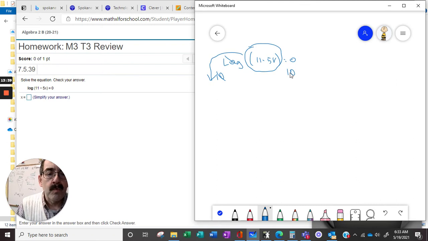That's another name for 1. 10 to the 0 is 1. Anything to the 0 power is 1. So 11 minus 5x equals 1. Subtract 11 from both sides: minus 5x equals minus 10. Divide by minus 5. X equals 2.